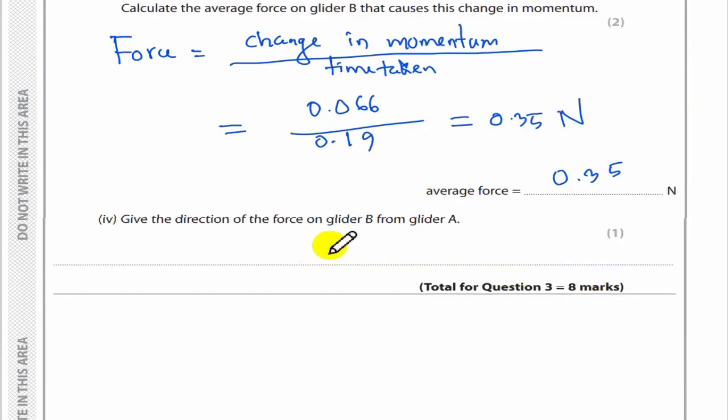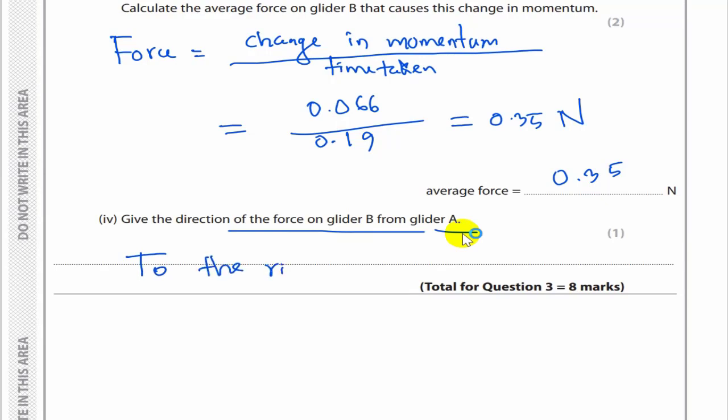Give the direction of the force on glider B from glider A. So it will be to the right. Total for question 3 equals 8 marks.